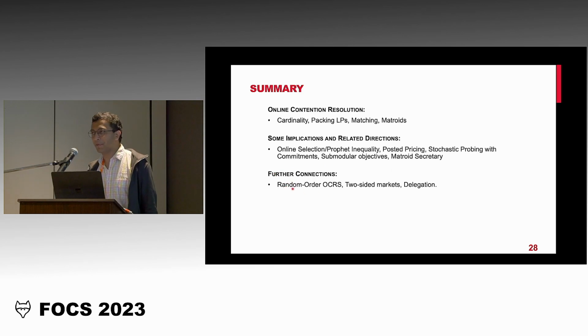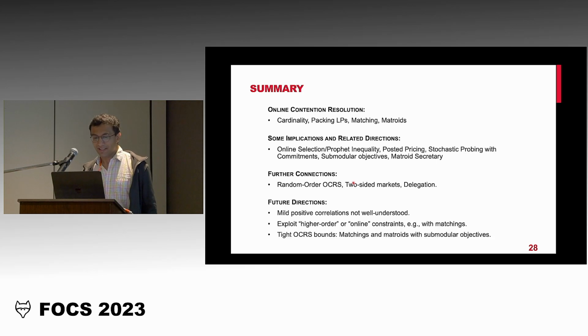For instance, what happens if, rather than adversarial order, things were happening in a random order? There's again lots of work on random order OCRS, or something called the profit secretary problem. There are connections to two-sided markets, rather than just having one-sided arrivals. You have two-sided arrivals. There are lots of connections to some delegation problems. Again, I can point you to relevant literature if you're interested. There are many, many open directions.